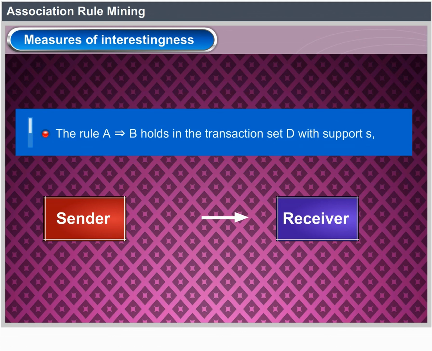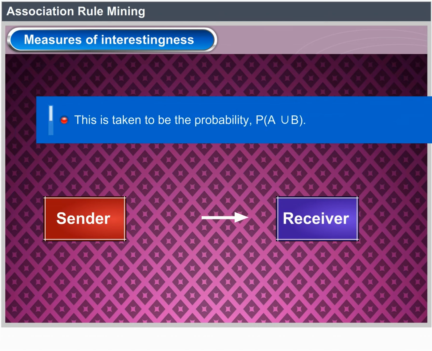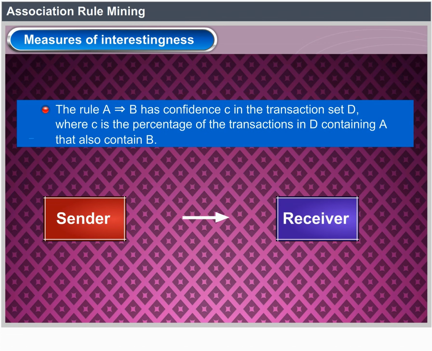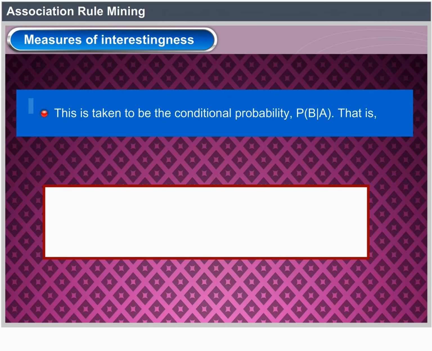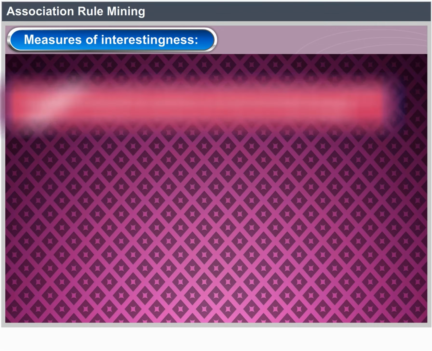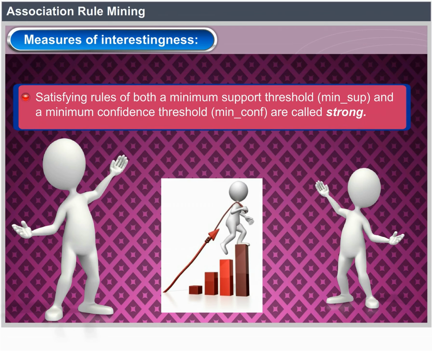The rule A implies B holds in the transaction set D with support S, where S is the percentage of transactions in D that contain A union B. This is taken to be the probability P of A union B. The rule A implies B has confidence C in the transaction set D, where C is the percentage of transactions in D containing A that also contain B. This is taken to be the conditional probability P of B given A. That is, support of A implies B equals P of A union B, and confidence of A implies B equals P of B given A. Rules that satisfy both a minimum support threshold, min sup, and a minimum confidence threshold, min conf, are called strong.